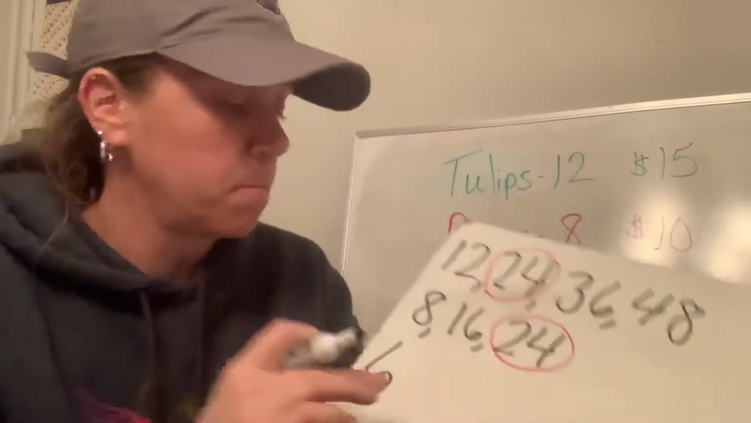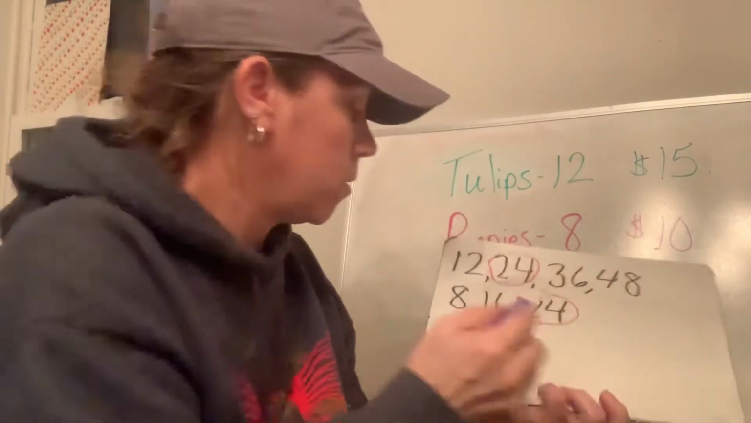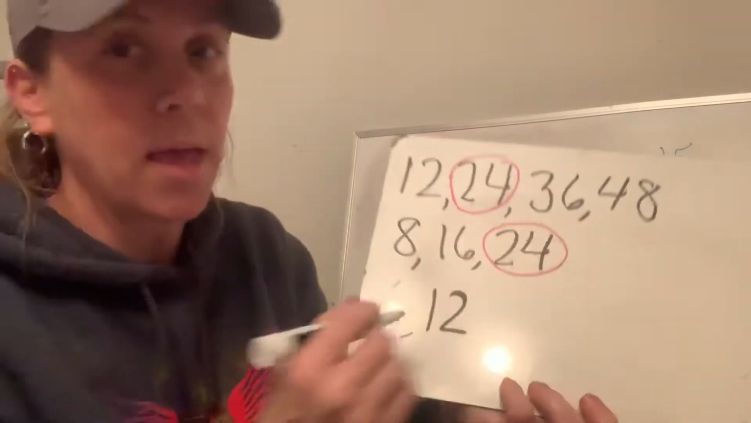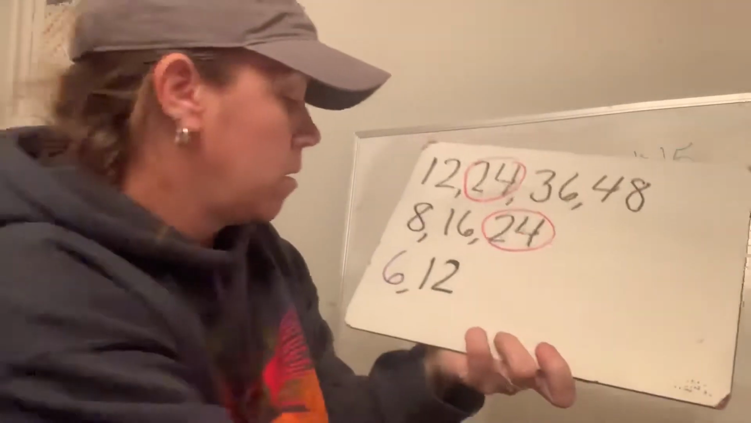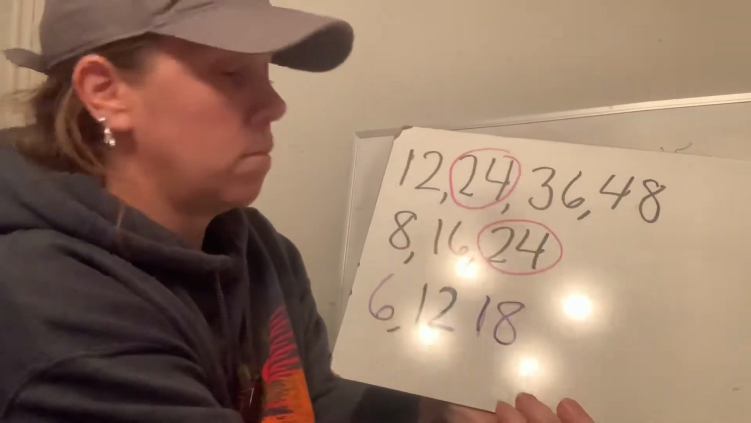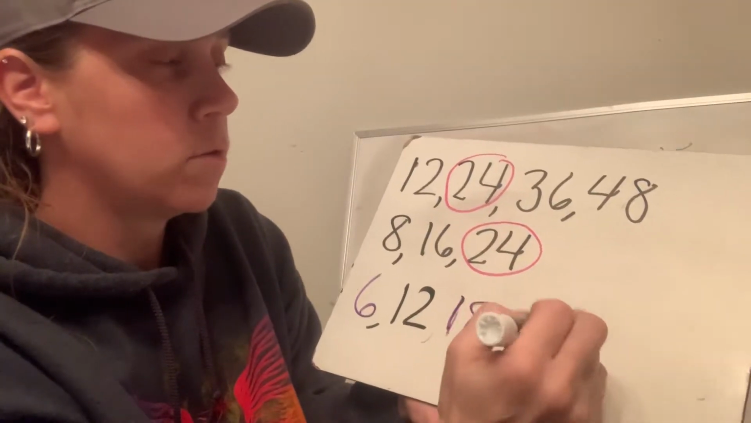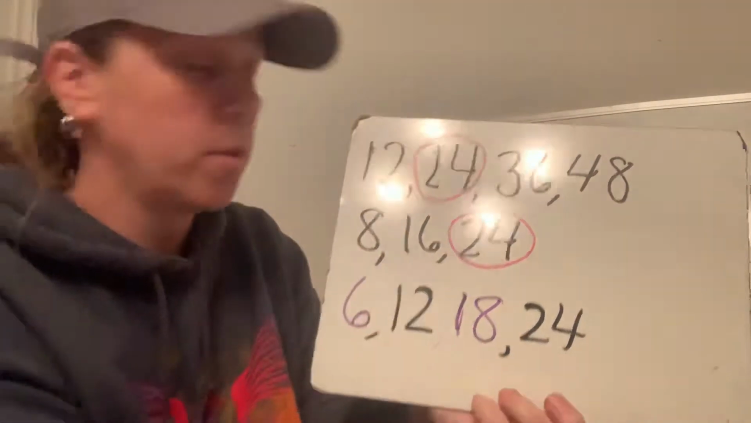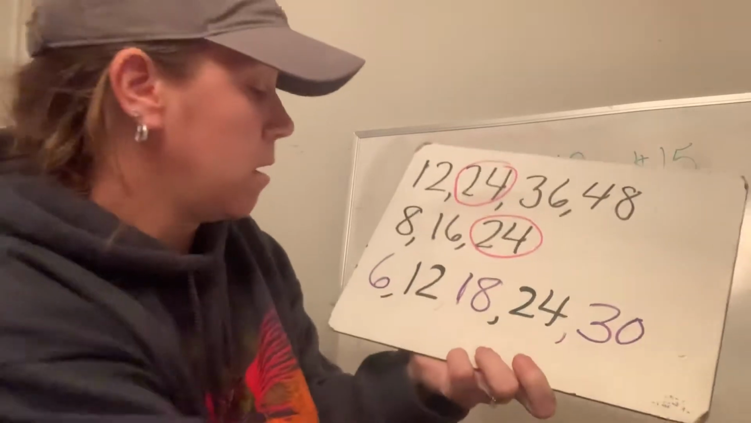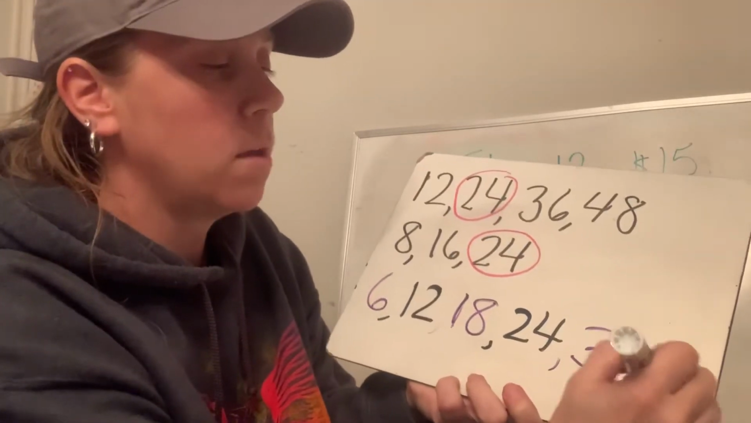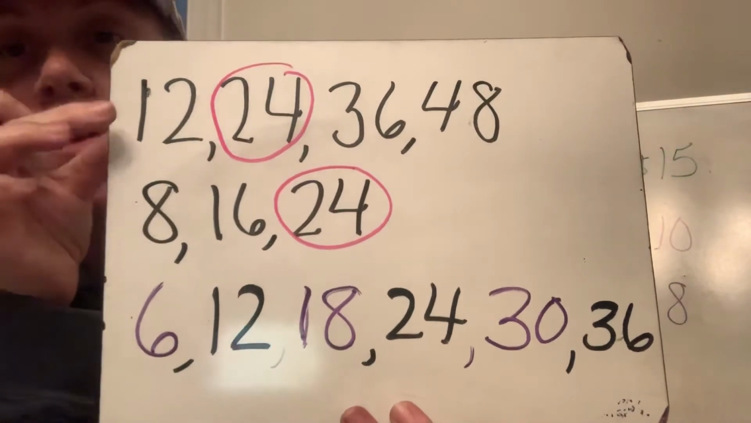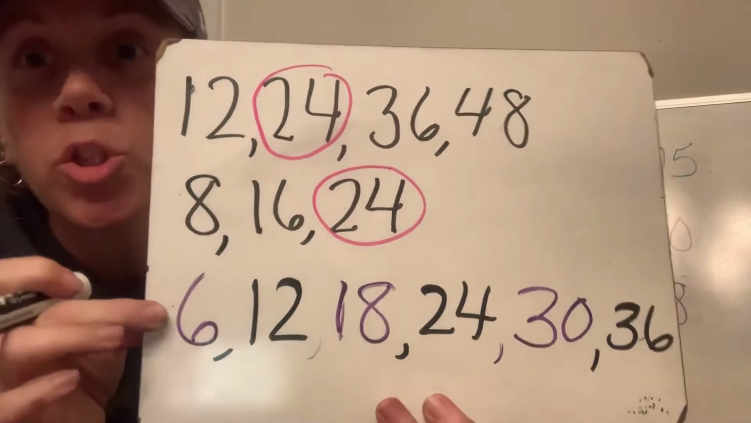So here's 6, and I'm going to write 6 in purple. So there's 6. The next multiple of 6 is 12. And look, it matches up here. The next multiple of 6 is 18. After that, we've got 24. Ding, ding, ding, multiple of 12. I could continue the pattern. The next multiple of 6 is 30. And then you've got 36. So look down, every single multiple of 12 is also a multiple of 6.